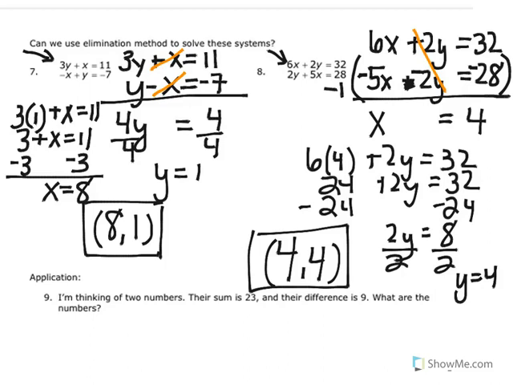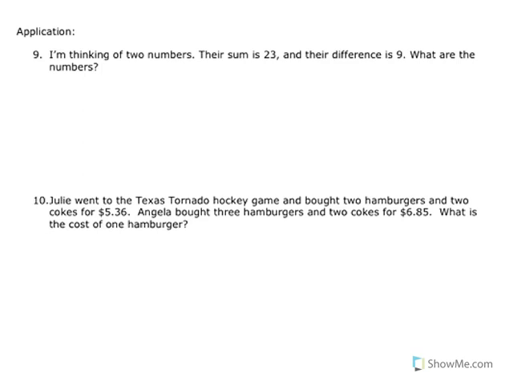Now, got 2 more questions, word problems. So we're going to use this concept and set up some problems and solve them. So number 9, it says, I'm thinking of 2 numbers. Their sum is 23 and their difference is 9. What are the 2 numbers?